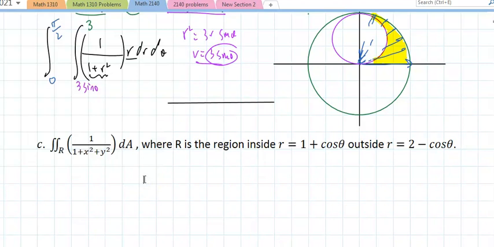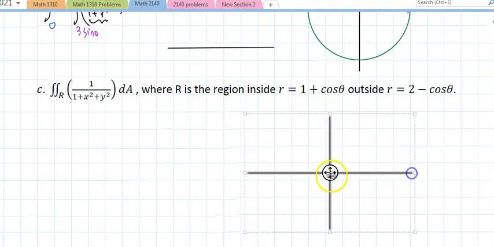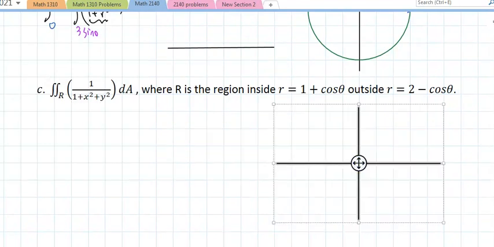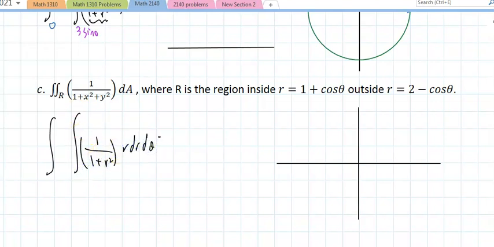And how about this problem? How are we going to do that? Well, the same deal. This is going to be the double integral. Let me leave some space. Here we go. Of 1 over 1 plus r squared, r dr d theta. So the integration is really simple.